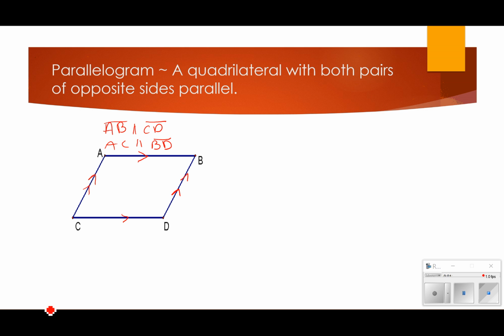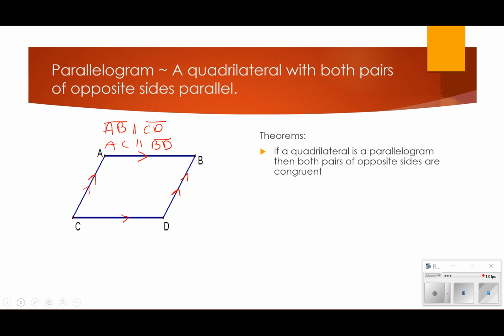So the first theorem that we have is that if a quadrilateral is a parallelogram, then both pairs of opposite sides are congruent. So in this case, we're going to have AB congruent to CD and AC congruent to BD. So now we can mark these congruent. So this side's congruent to this side's congruent to that.